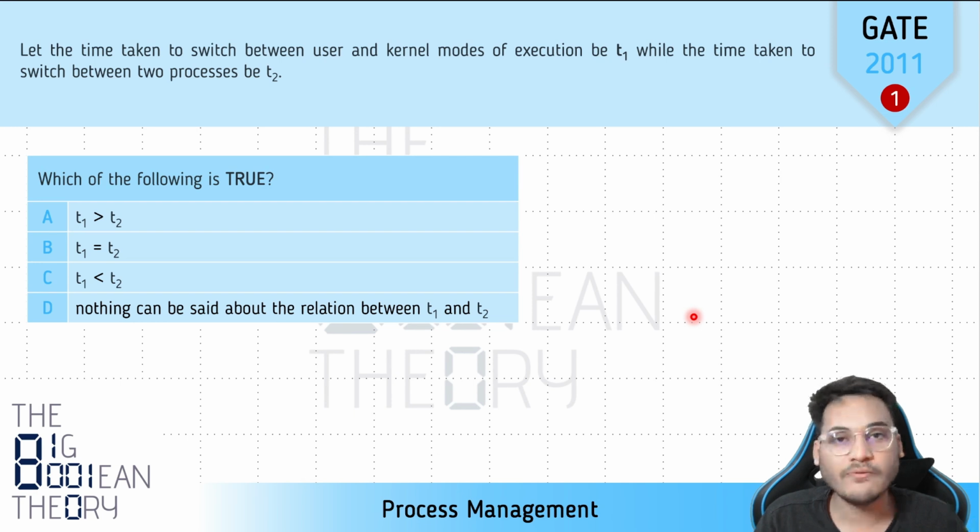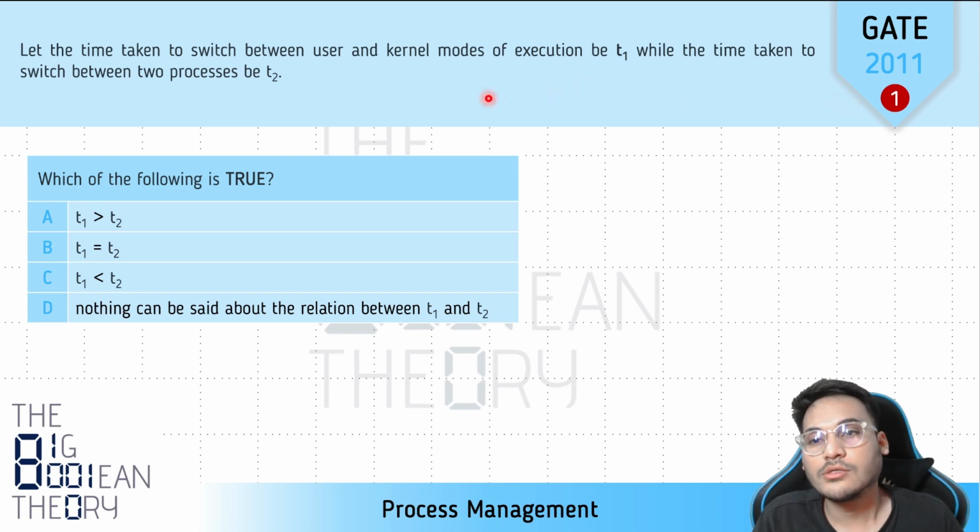This video is part of a lecture series on operating systems, and here we are going to solve another GATE question that was asked in the year 2011 for 1 mark. This question is related to context switching. Let the time taken to switch between user and kernel mode of execution be T1, while the time taken to switch between two processes be T2.